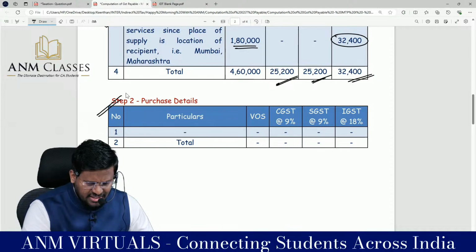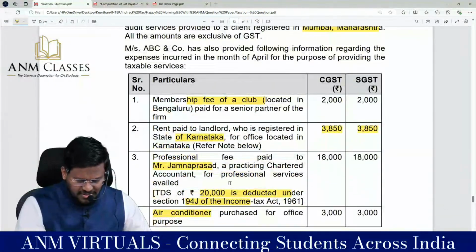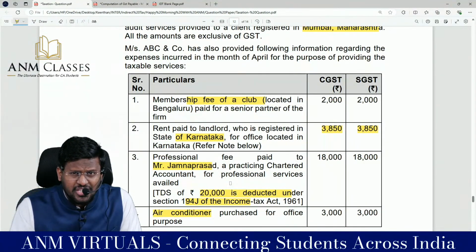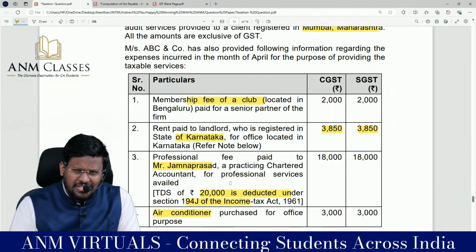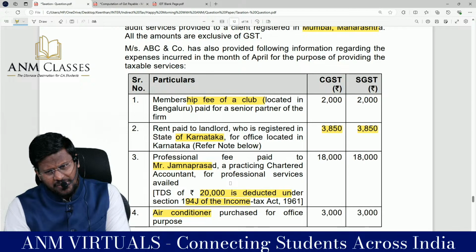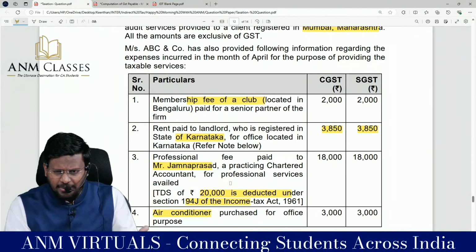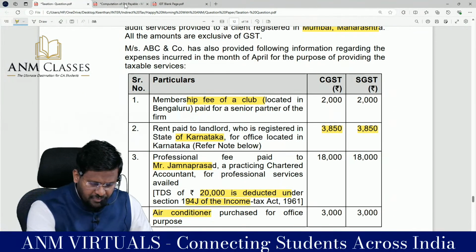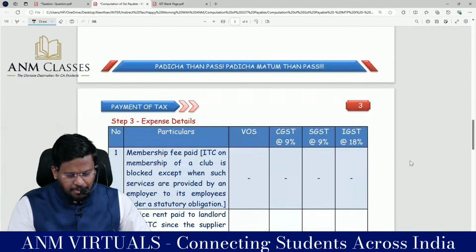Now purchase details. They have given various purchases and expenses. There are no specific raw material purchases for a chartered accountant. Correct? These are all expenses only. Some are revenue expenses and some are capital expenses. For example, the AC is a capital expense and the remaining are revenue expenses. That's why the second step, purchase details, is blank.